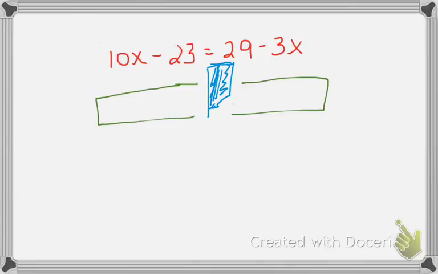All right, so we're going to kind of talk about putting variables on one side and numbers on the other. So our goal is to get the x on one side and our numbers on the other side. Okay, that's our goal.